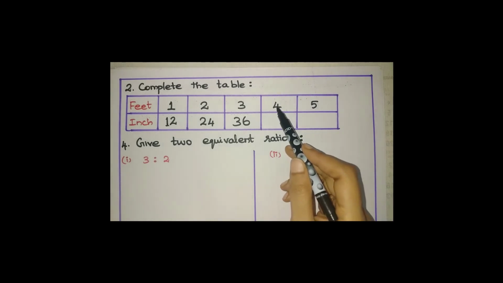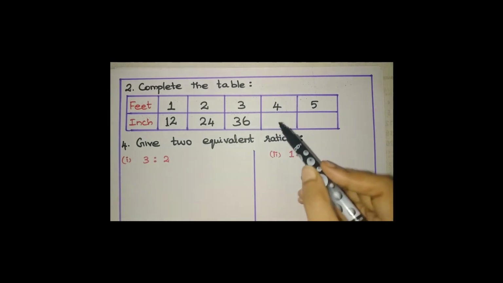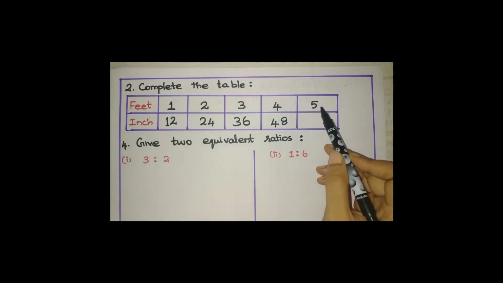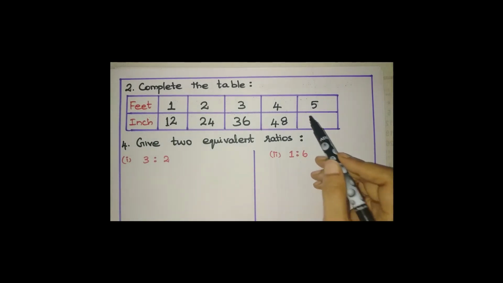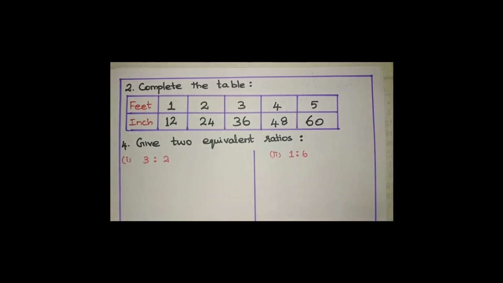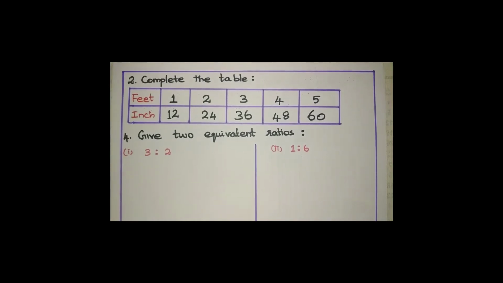Next, 4 feet means 4 12s are 48. The last one, 5 feet. So 5 into 12 you will get 5 12s are 60. Yes, very good. Let's read the fourth problem.